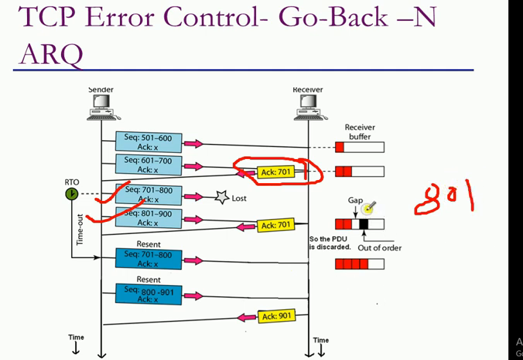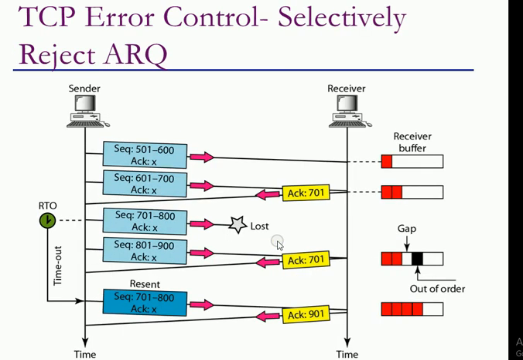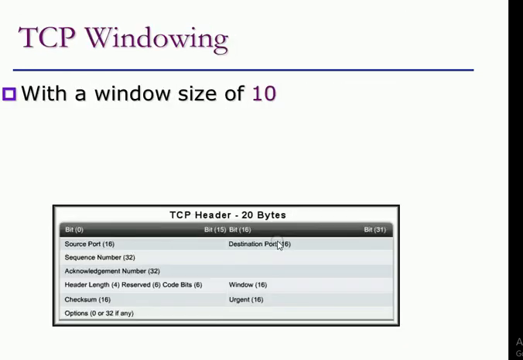Okay, I keep it over here, no problem, but my acknowledgement number will not change because I still didn't receive this. You didn't receive this? Okay, I'm sending it back. And then you send 701 again and the gap is fulfilled. You see? And then the rest. See? That's how it works. This is how you control error. Same thing over here.